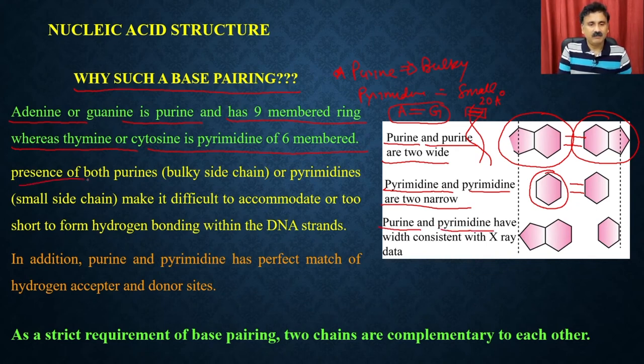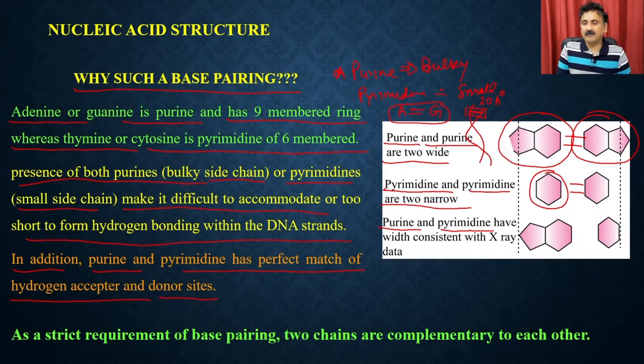Now, the presence of two purines, which have bulky side chains, or two pyrimidines, which have small side chains, makes it difficult to accommodate them or too short to form hydrogen bonding within the DNA strands. In addition, the purine and pyrimidine have a perfect match of hydrogen acceptor and donor sites, which means if you have a purine and a pyrimidine as the bases, not only will there be a definite geometry so that they can be accommodated into the DNA structure, they also have the perfect stereochemistry so that they can have the perfect base pairing.